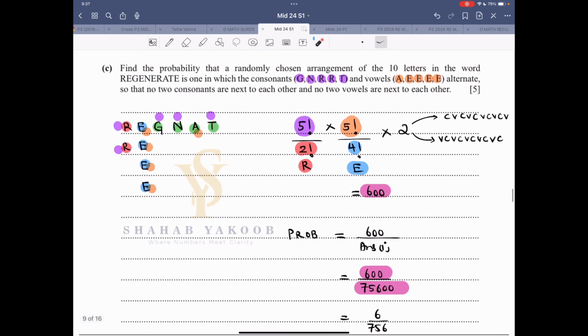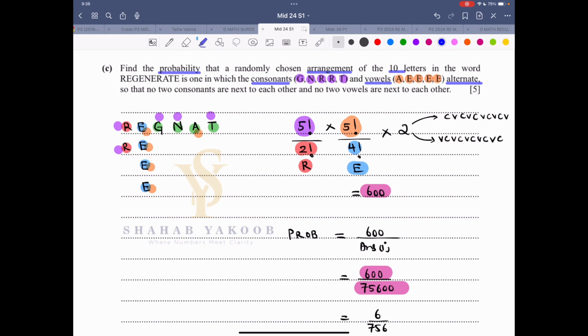So coming back to this, the third question, the third part, let me underline it again. It says find the probability. Now we are talking about probability and people do miss it out. So I have a habit of underlining it. That a randomly chosen arrangement of the 10 letters of the word regenerate is one in which the consonants G and RRT and the vowels alternate. So this we have done in class also, alternate.